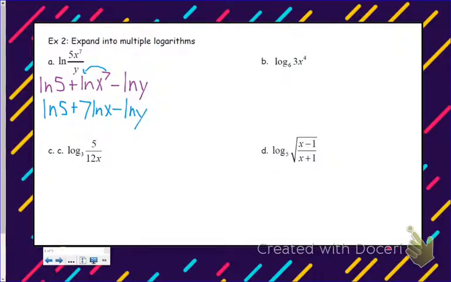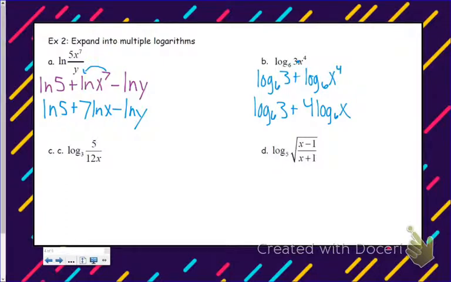All right, so let's look at b. Okay, one thing to be careful about here. This is not 3x in parentheses to the 4th. So that exponent of 4 is not being applied to the 3. 3 is being multiplied by x to the 4th. So that means to separate this, I'm going to separate this into addition. So this is going to become log base 6 of 3 plus log base 6 of x to the 4th. Now I can move that 4 to the front. So this would be log base 6 of 3 plus 4 log base 6 of x.